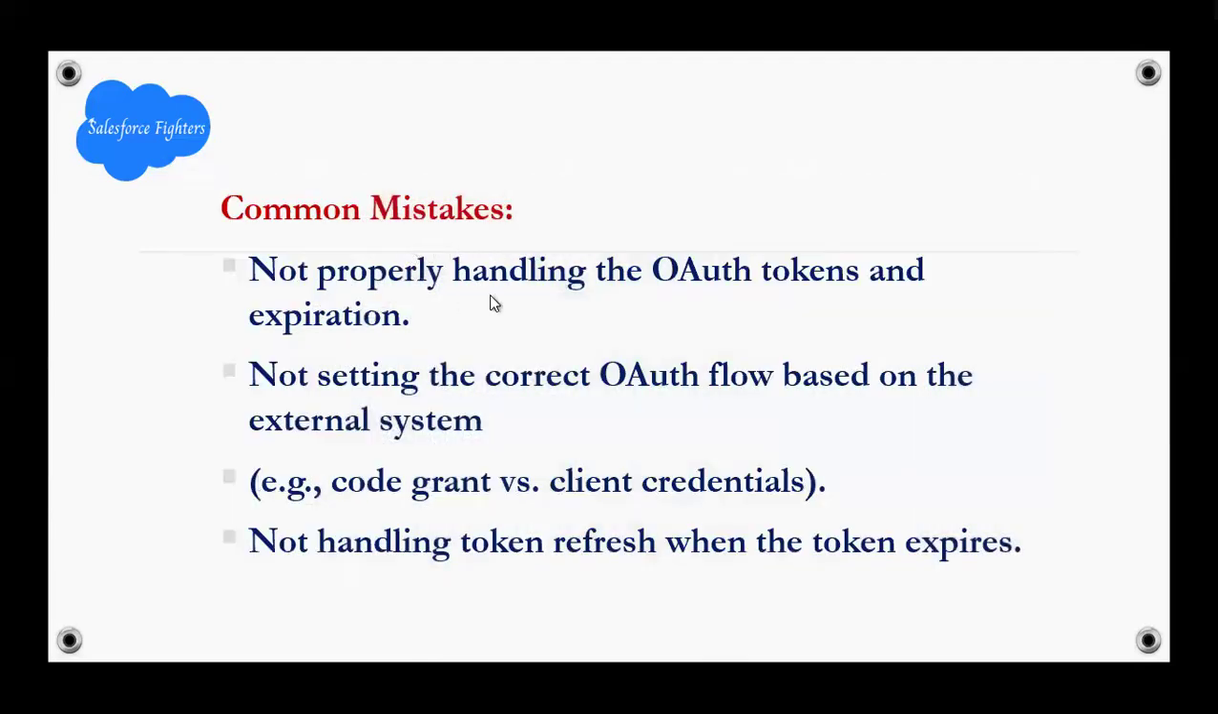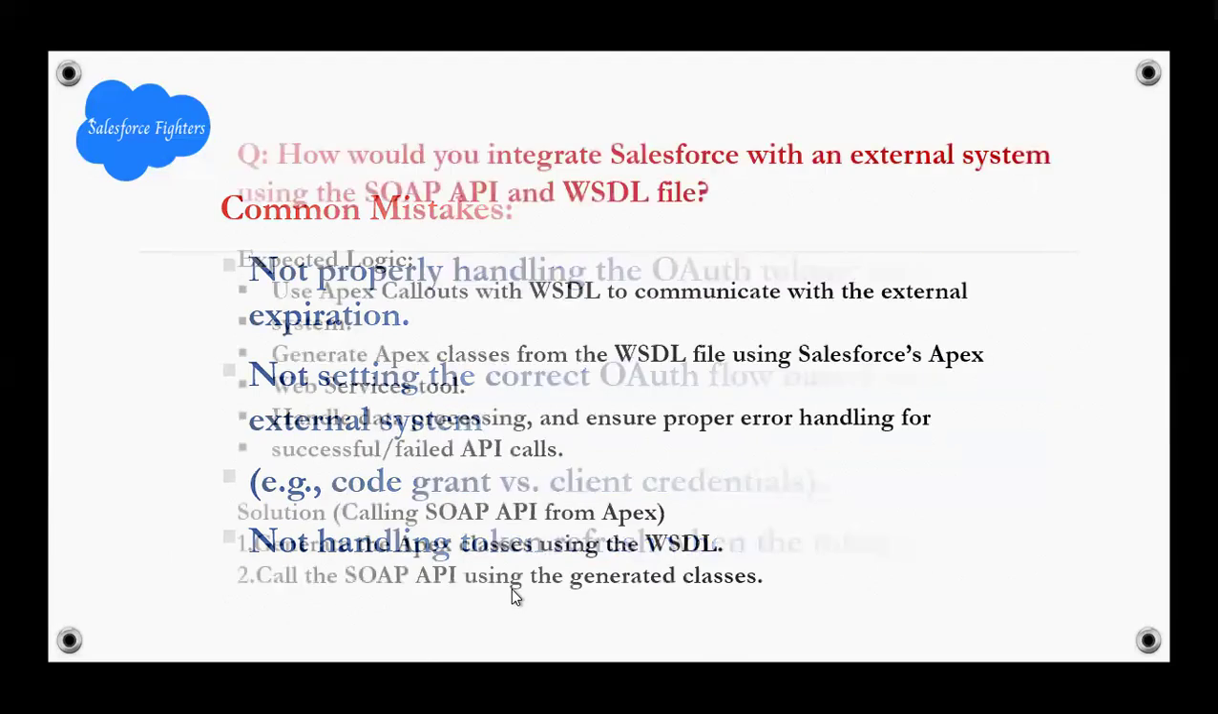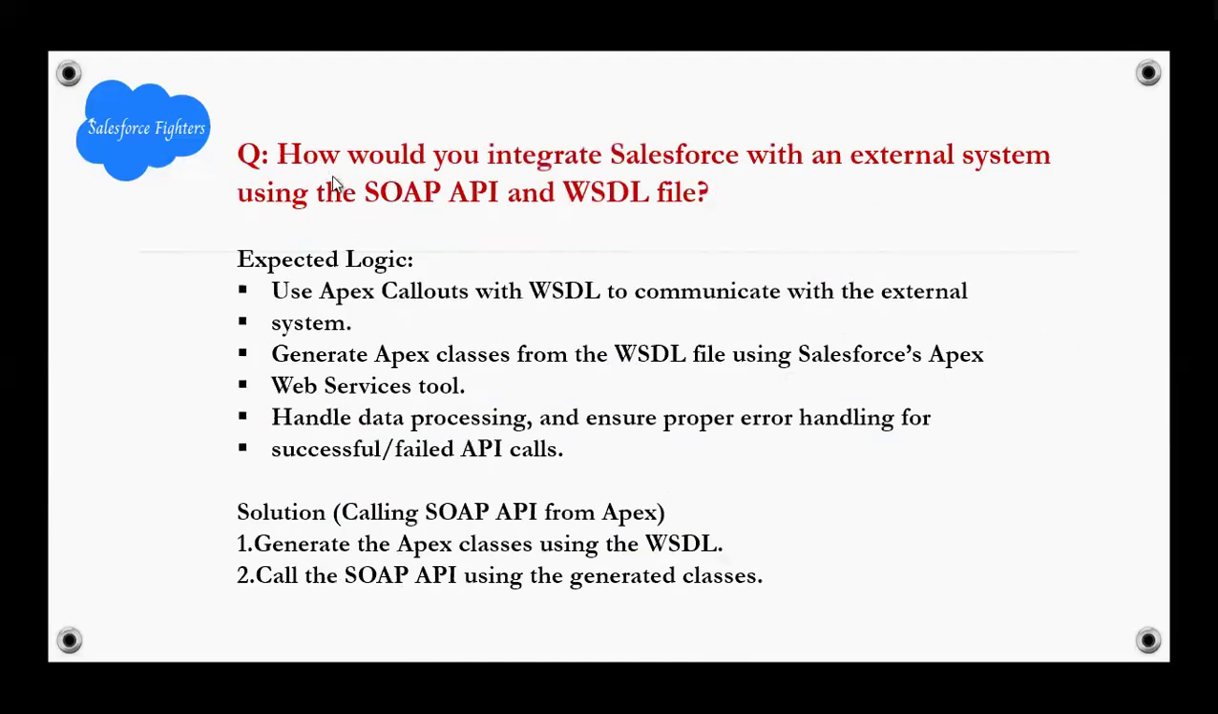Common mistakes: not properly handling OAuth token and expirations, not setting the correct OAuth flow based on the external system, such as code grant or client credentials, and not handling token refresh when the token expires.